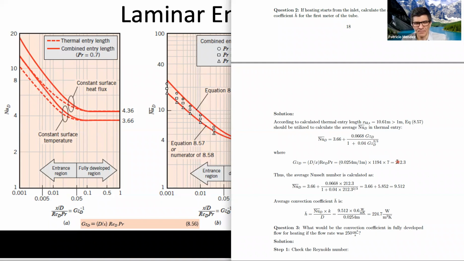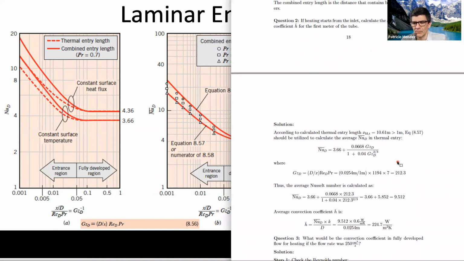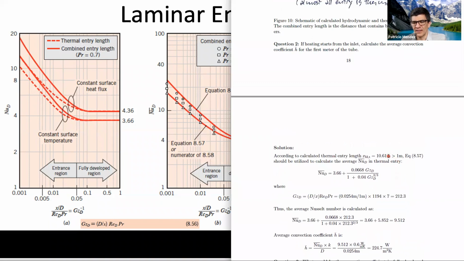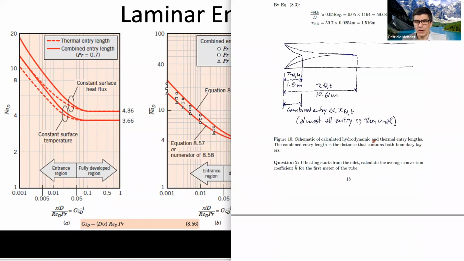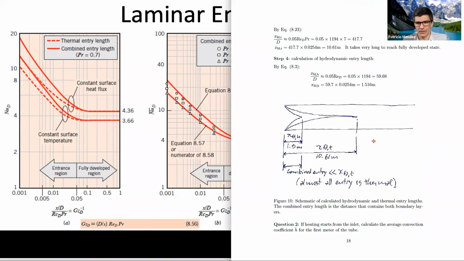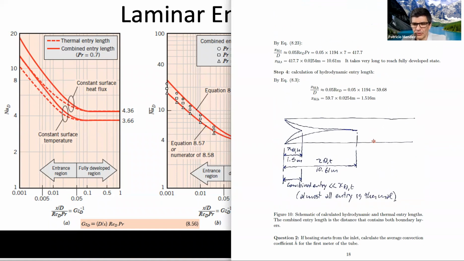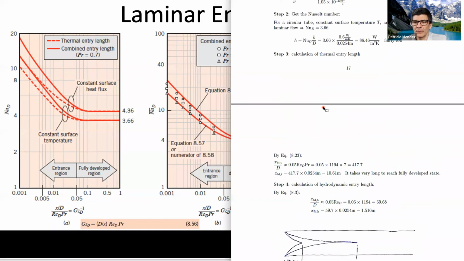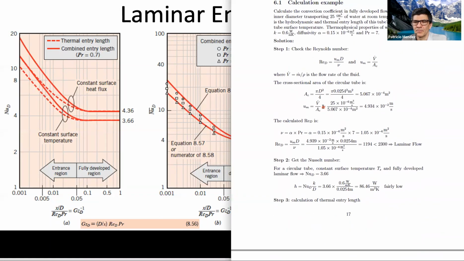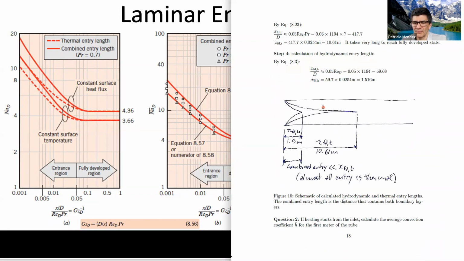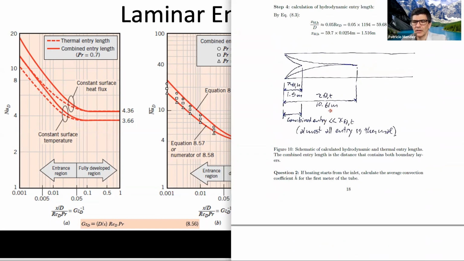Something that is important to highlight. They ask us for the average convection coefficient in the first meter of the pipe. We should check that the entry length is longer than that. And entry length is something we had already discussed. We have that the thermal entry length was 10.61 meters. For sure, we are in the entry region.